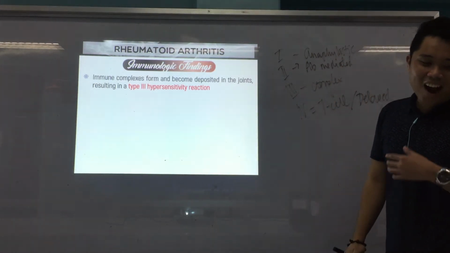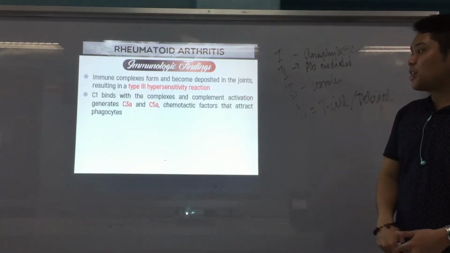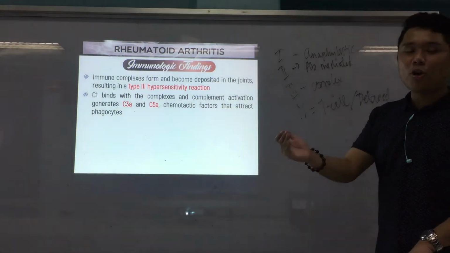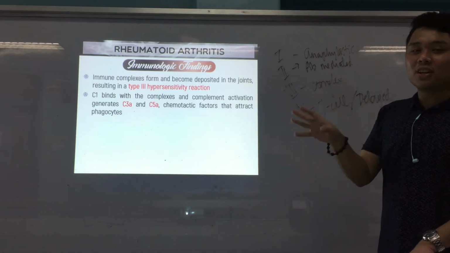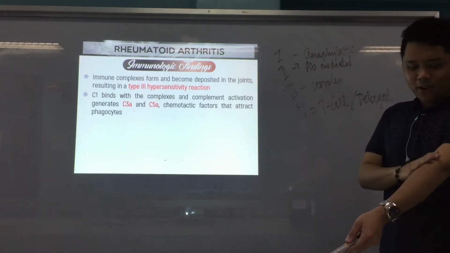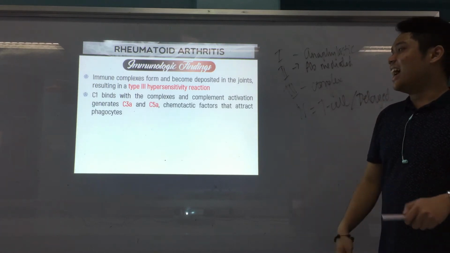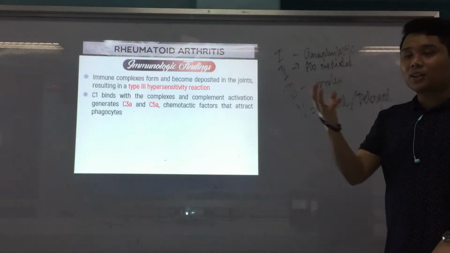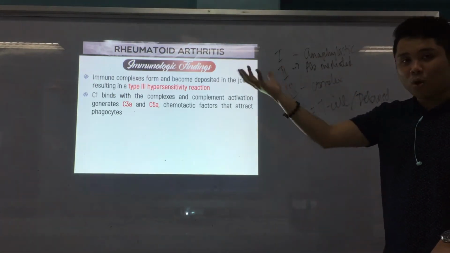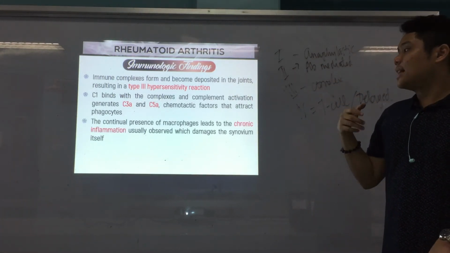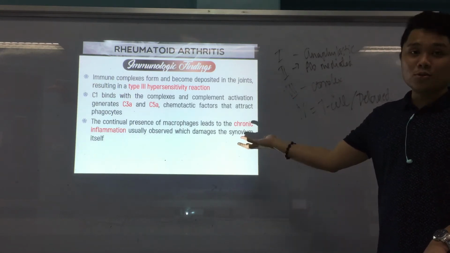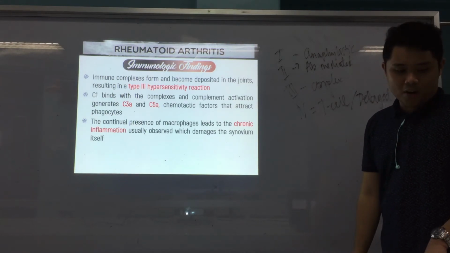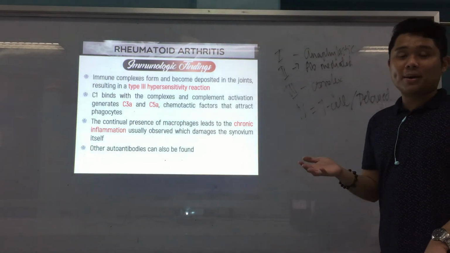Yes, okay. Alright, anyway, alright, so C1, it binds with the complexes, okay, because again, that were formed, no? From the degradation of your bones and all that, and the different immune cells that were found in your joints. Okay, joints. Pwede naman, joints, yes, okay. All right, and of course, generate C3A, C5A, which are again chemotactic factors, meaning they attract phagocytes, more phagocytes to the area. And the continual presence of macrophages leads to chronic inflammation, and which then results to damages in the synovium.